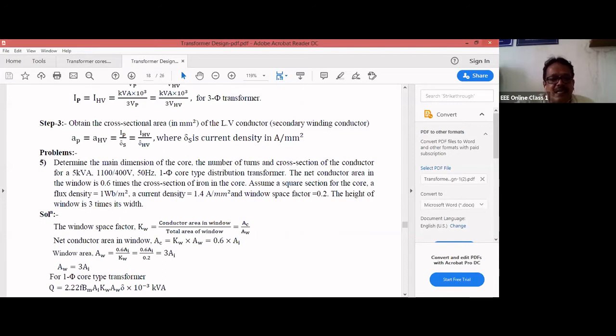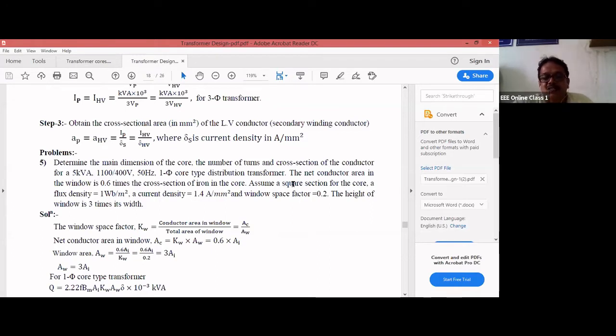The net conductor area in the window is 0.6 times the cross section of the iron in the core. And this is a condition given. So earlier in the theory, I explained what should be the copper in the window. What should be the copper area in the window? What should be the amount of copper in the window area? We have a formula there to calculate those things.